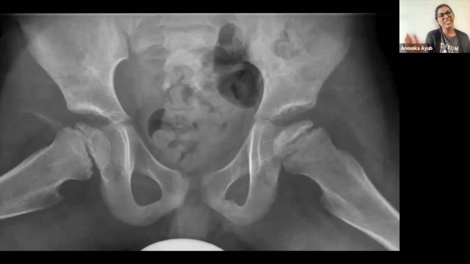And sometimes it looks a little bit more subtle, or even more subtle than this. Sometimes there's just a tiny bit of change in the epiphysis. Sometimes the epiphysis is round, but just a tiny bit flat and looks a bit funny. But as long as you are aware of this diagnosis, you usually will not miss it. You'll think about it, which is the whole point here.